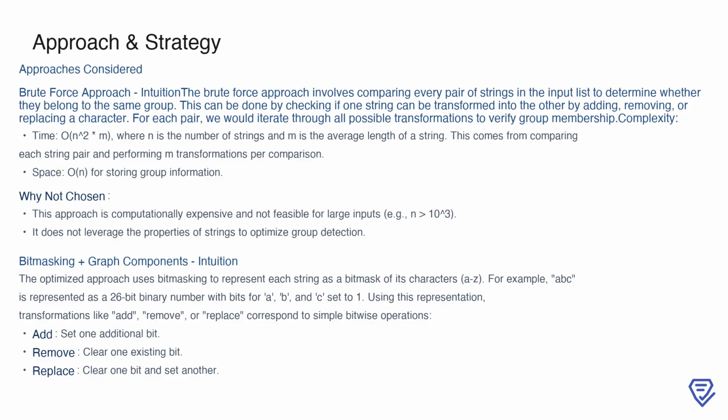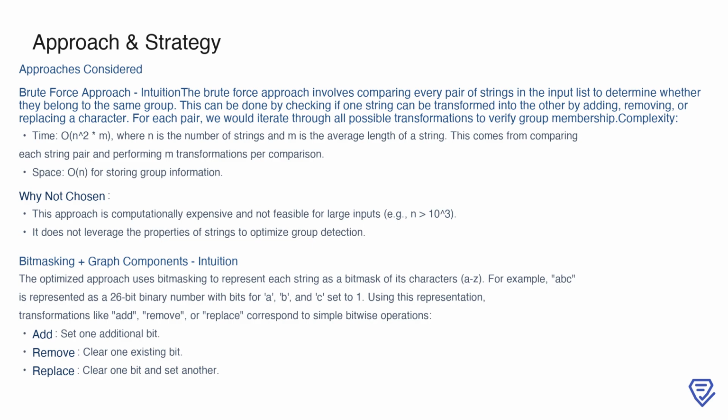However, when analyzing the complexity, it becomes clear why this approach is not ideal. The time complexity is n squared times m, where n represents the number of strings and m is the average length of a string. This arises from having to compare each string pair and perform m transformations for each comparison. While the space complexity is relatively modest at n, the approach quickly becomes infeasible for larger inputs, such as when n exceeds 1000. Furthermore, the brute force method does not utilize any inherent properties of strings to optimize group detection, making it computationally expensive and impractical for large datasets.